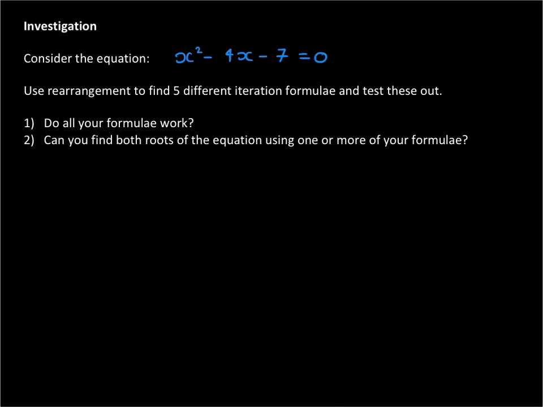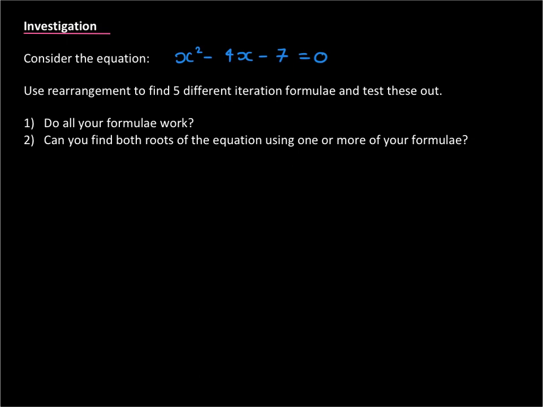So here's your chance to explore. You're going to consider the equation x squared minus 4x minus 7 equals 0. You're going to use rearrangement to find about 5 different iteration formulae and test these out. You can choose your starting values of x. Do all your formulae work? Can you find both roots of the equation using one or more of your formulae? Now, how will you know if you're getting 2 answers? Well, your sequence of terms should converge if that's happening, and you can always check whether you're getting the correct values by using the quadratic formula to check what the actual answers of x squared minus 4x minus 7 equals 0 are.